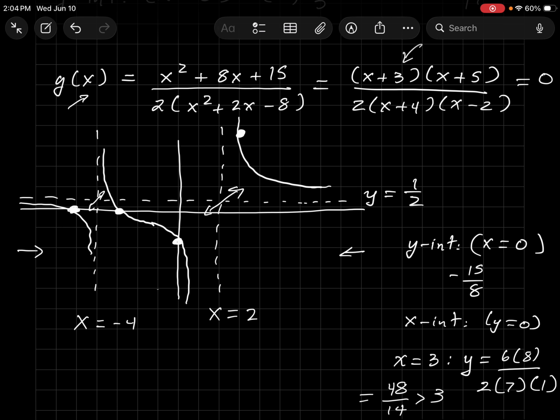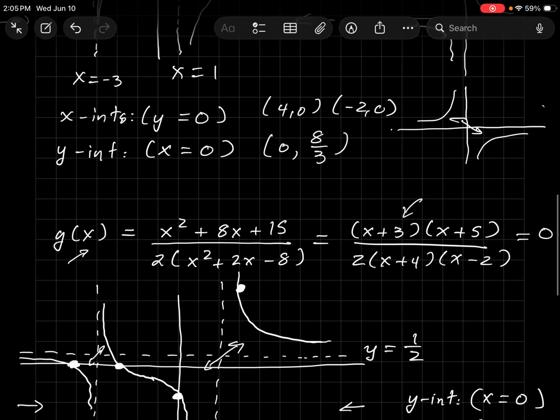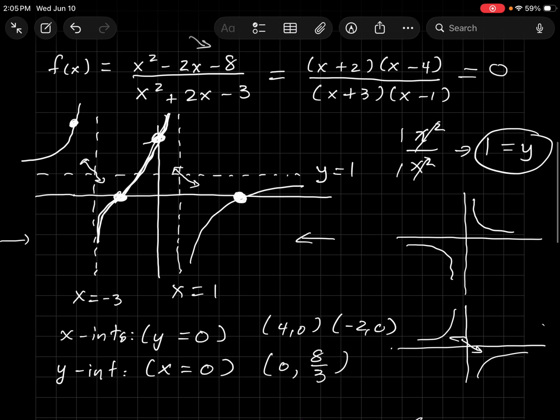And one thing I recommend is that even if you have to graph by hand, go back and plug both of these into your calculator. I recommend Desmos. And see, did you get the graphs correct?